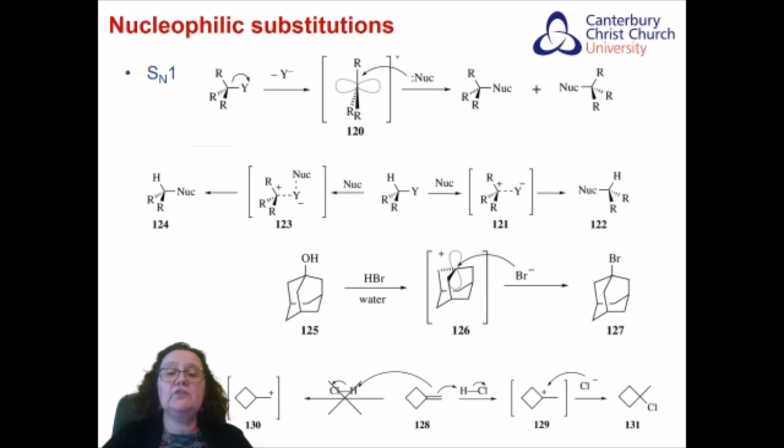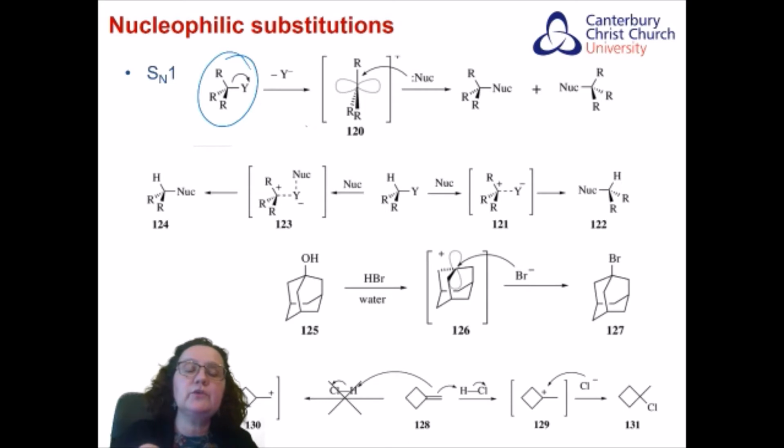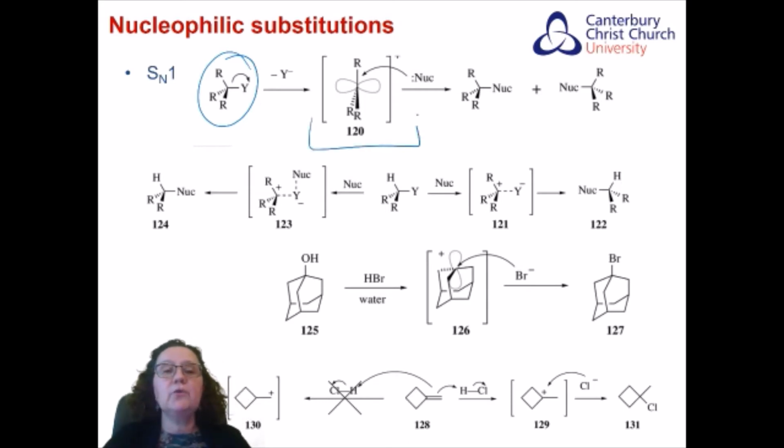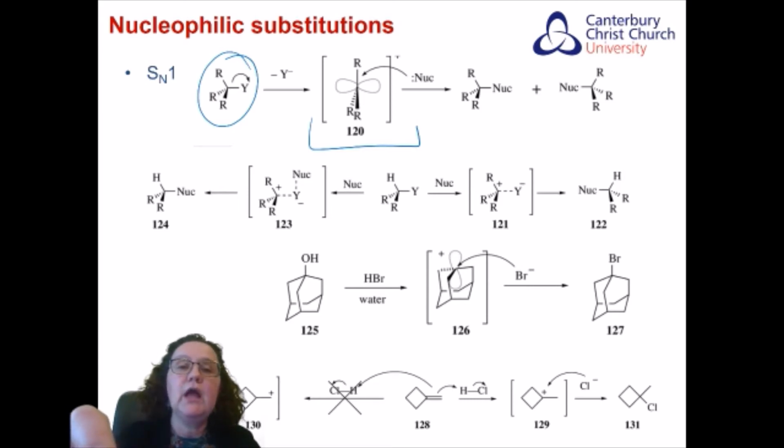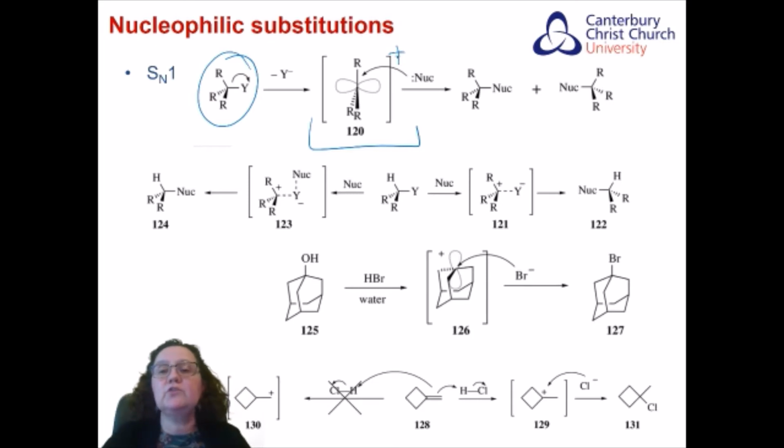In SN1s, this is a first order reaction. It's a first order kinetic, and that is because the kinetics depend not on the nucleophile but on the target molecule, the one that you are doing the substitution on, and it goes via a carbocation. So the leaving group leaves the molecule first, and you form a carbocation, and then the nucleophile attacks the carbocation to form the final product.